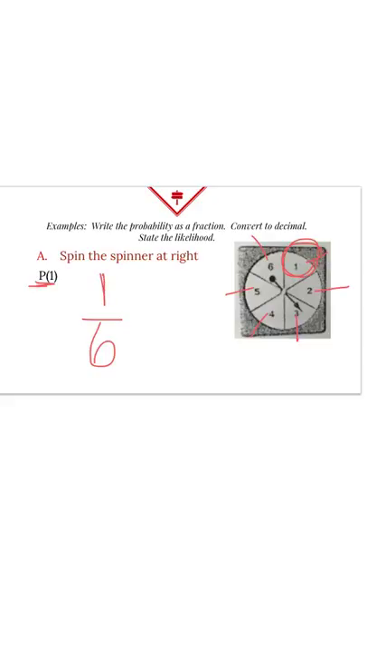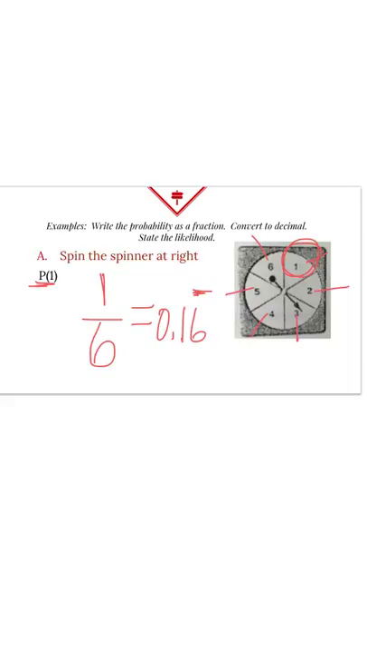Then your next direction is to convert it to a decimal. So when you put it in the calculator, 1 divided by 6 is 0.1666666, and it goes on forever. So what we do is we put that bar on top of the 6 to show that it's a repeating decimal, that the 6 goes on forever.